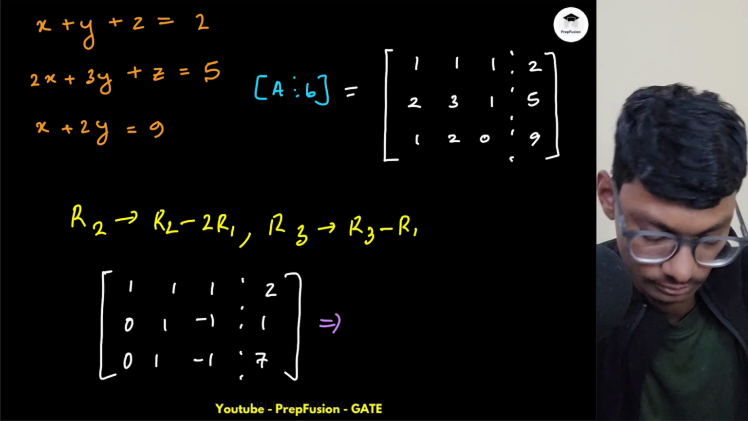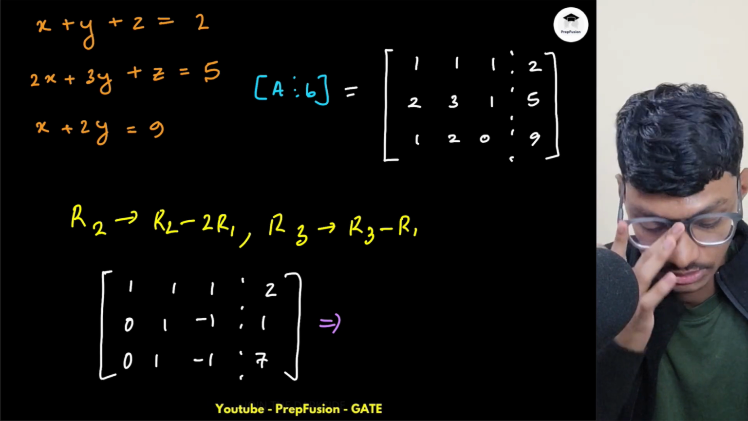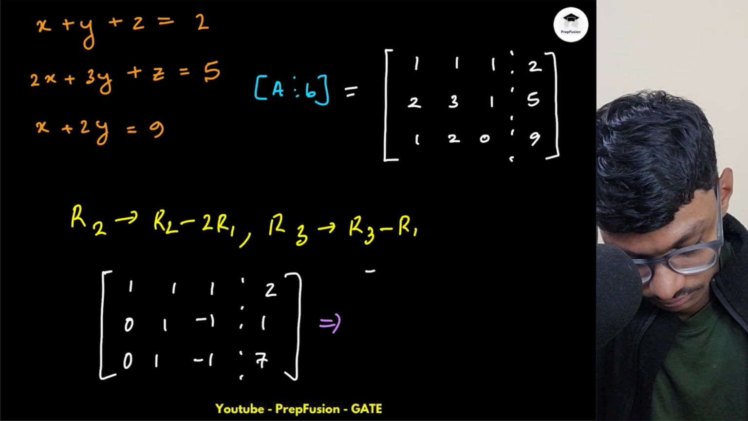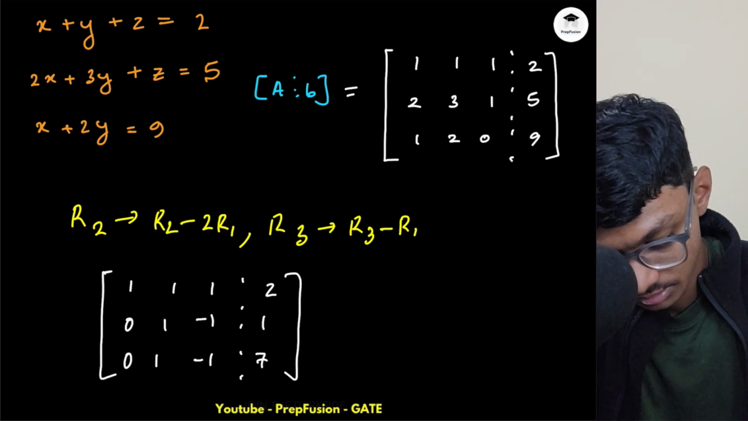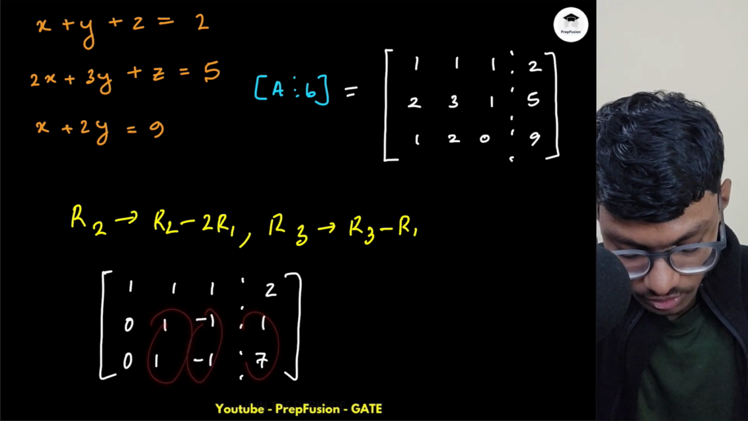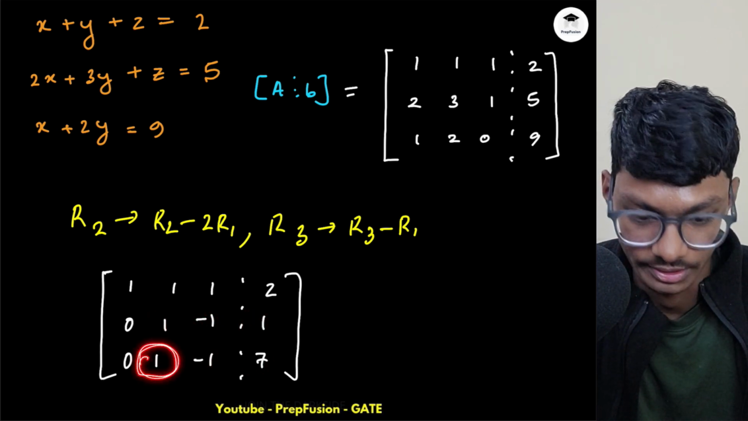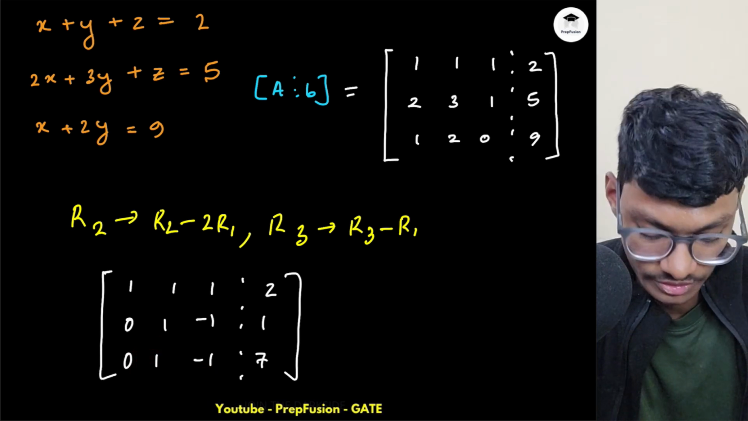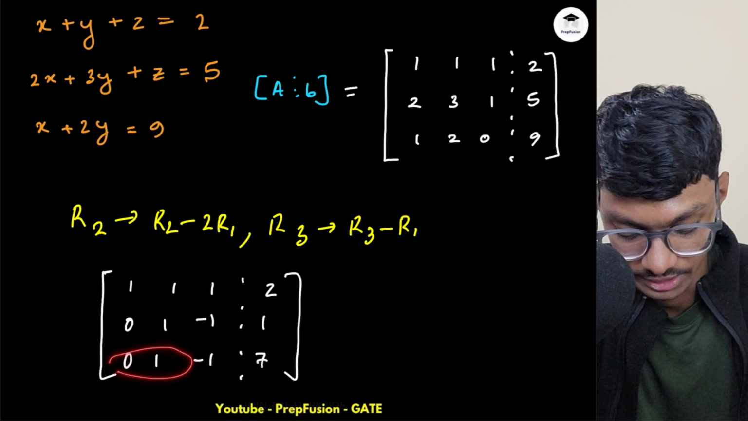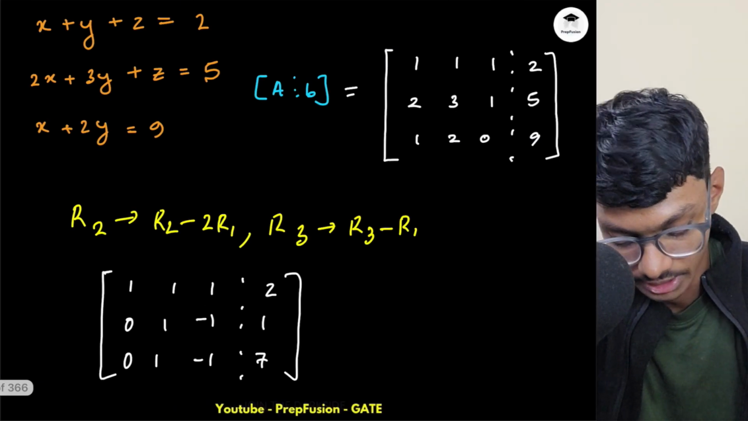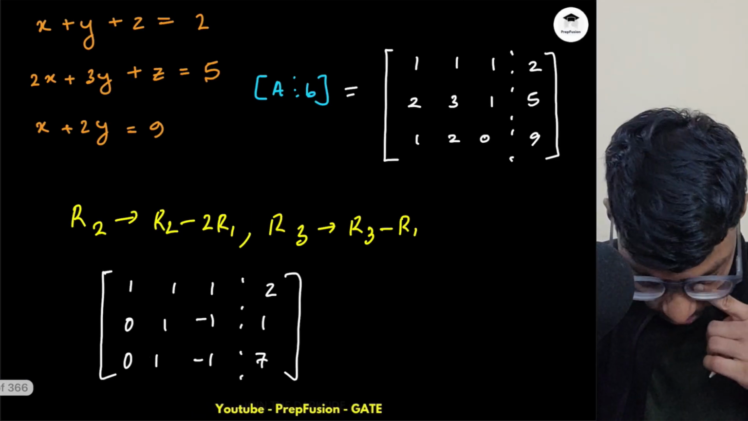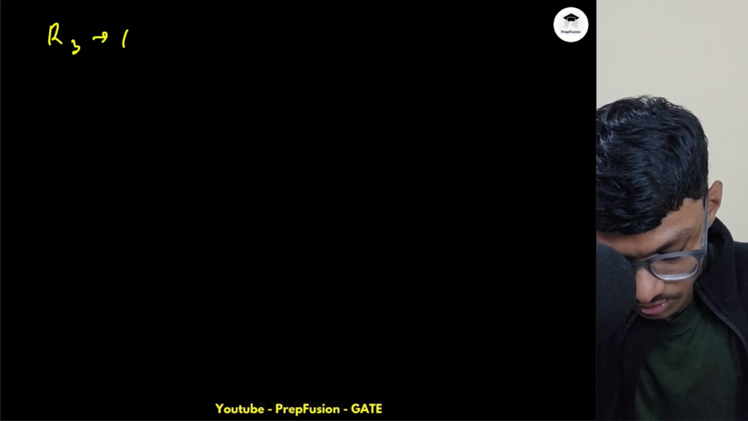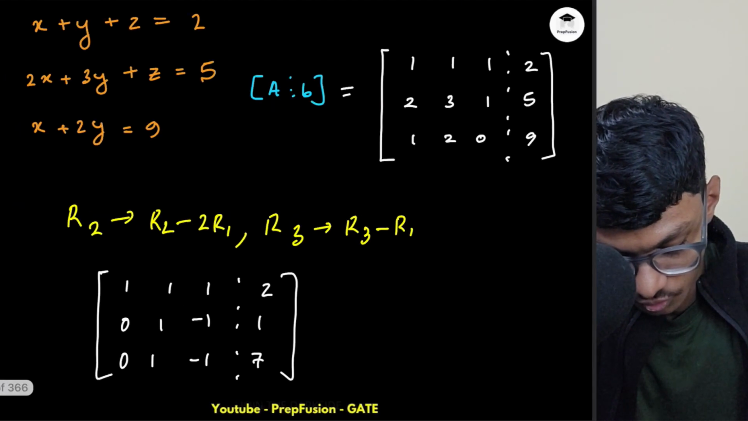Now, what does this become basically? So basically now I will subtract these two, because I want to make a zero over here. So I will try to only convert this into the row echelon format. Basically I want two zeros over here, and then one zero over here, then no zero over here. So that is basically my aim. So I'll change row 3 to row 3 minus row 2.